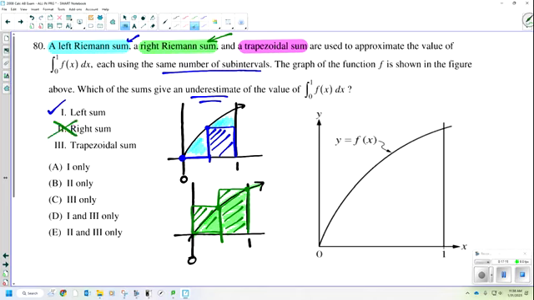So 1 has to be in the answer, but not 2. Okay, 1 is there, but not 2. So it's either just 1, or it has to be 1. It can't be this one, it has to be there. So it's either 1 only, or 1 and 3.